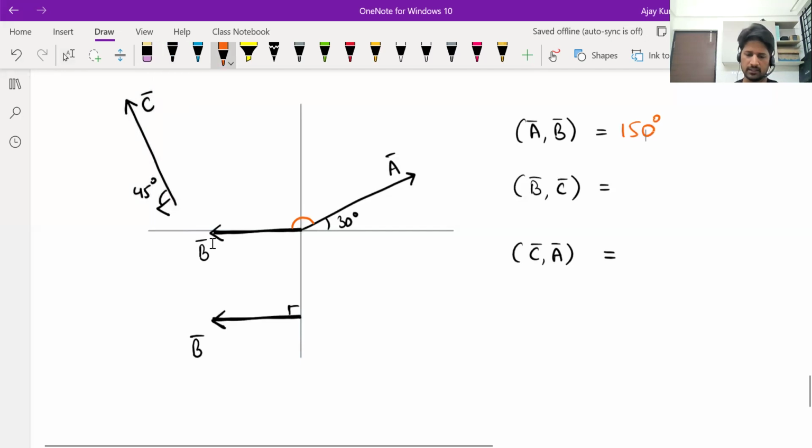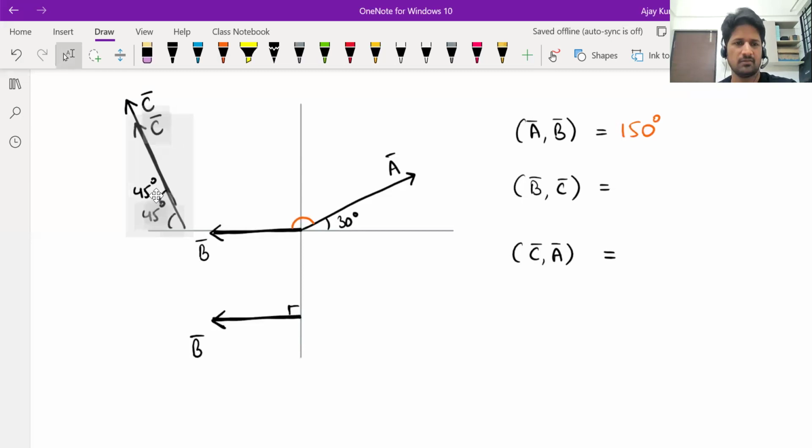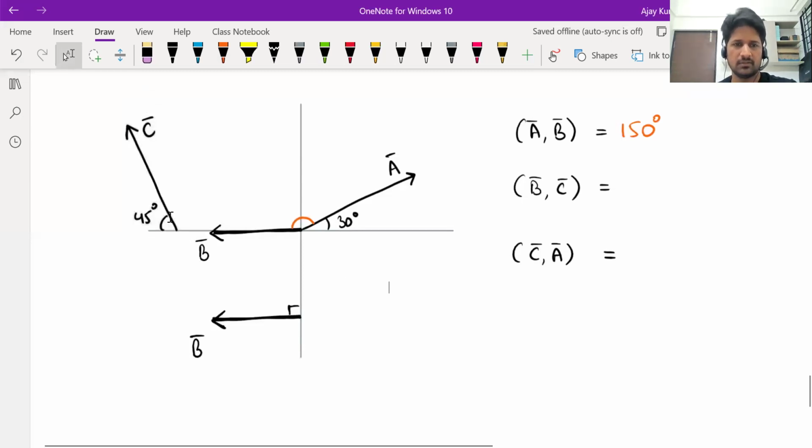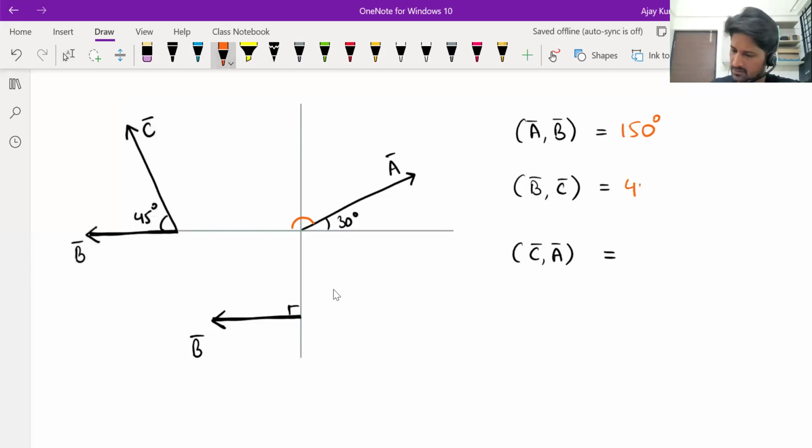Correct. Then between B and C, let's keep C somewhere here. It doesn't matter where you keep them. And then let's slide B such that its tail coincides with that of C. And the angle between them is clearly visible. It is 45 degrees. So that imagination you'll have to do.